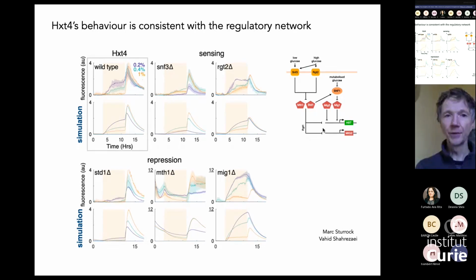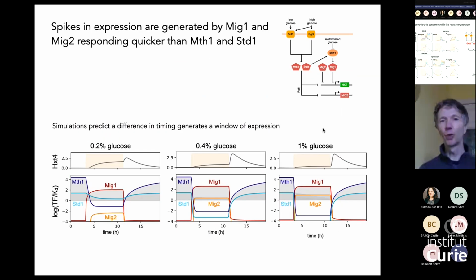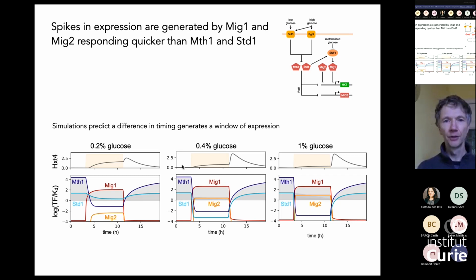Although now that we have the model, we can understand a little bit better where this spike type behavior comes from. So to give you some intuition for that, here's what we're trying to predict, this level of hxt4. Shading again is glucose, and we've got time here. In low glucose, we get some expression, then a small spike, and then in high glucose, almost no expression, and then a strong spike.